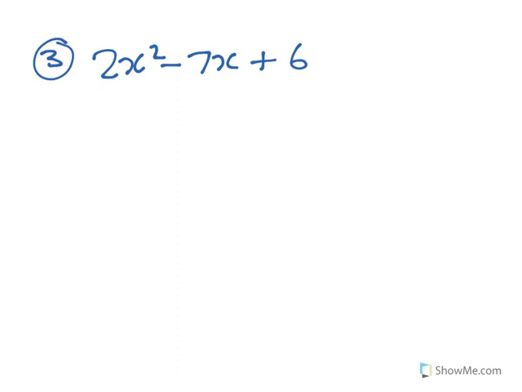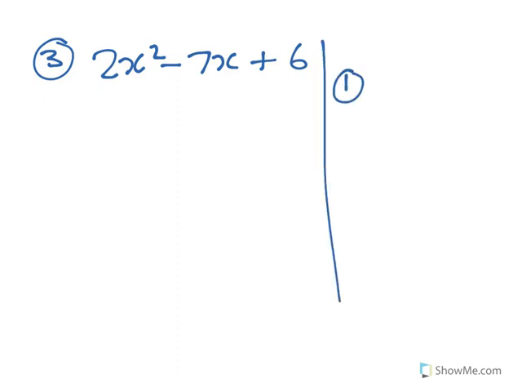Okay? Alright, so the third one. Write this example down in your book. It's going to be 3x, actually we'll make it 2x squared minus 7x plus 6. Okay, so here we go.